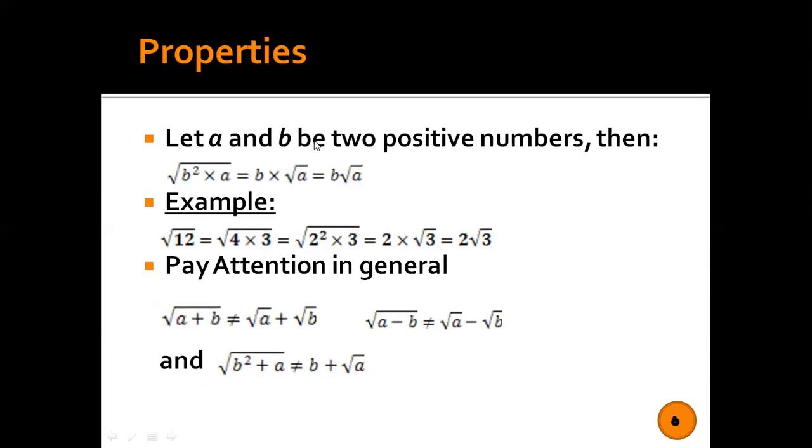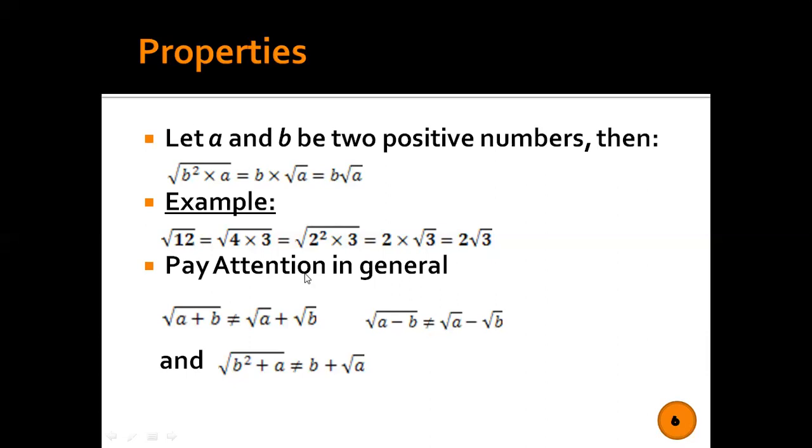Let a and b be two positive numbers. Then radical b squared times a equals, here because we have a square, we can put b outside the radical. The answer will be b times radical a, equals b radical a. Example, radical 12 equals radical 4 times 3, and 4 is 2 power 2. Here we can put 2 outside because power 2 and radical cancel each other. So the answer is 2 times radical 3, which is 2 radical 3.